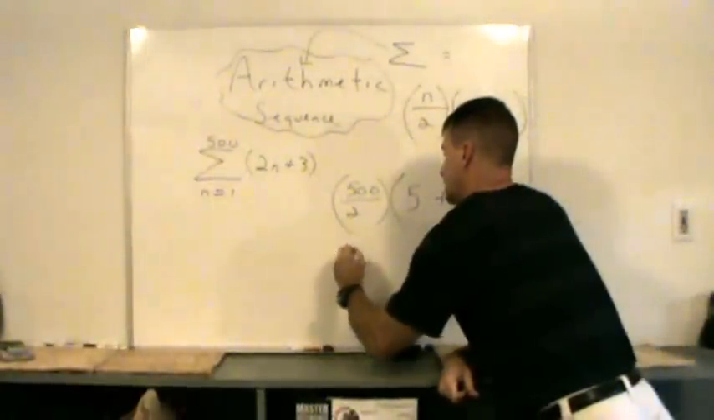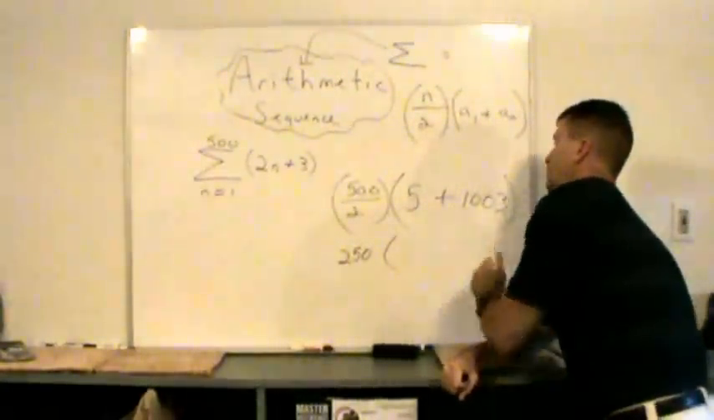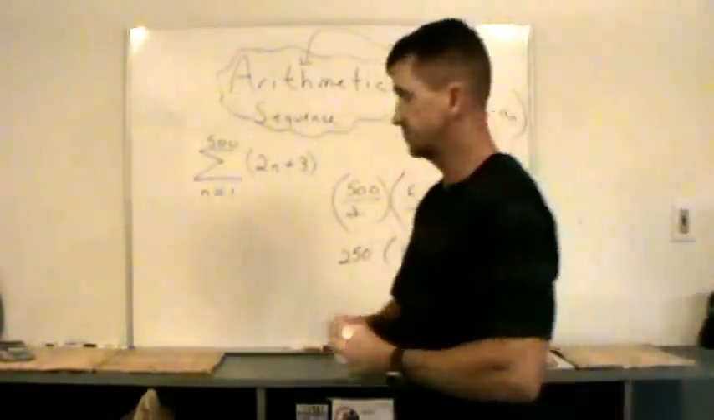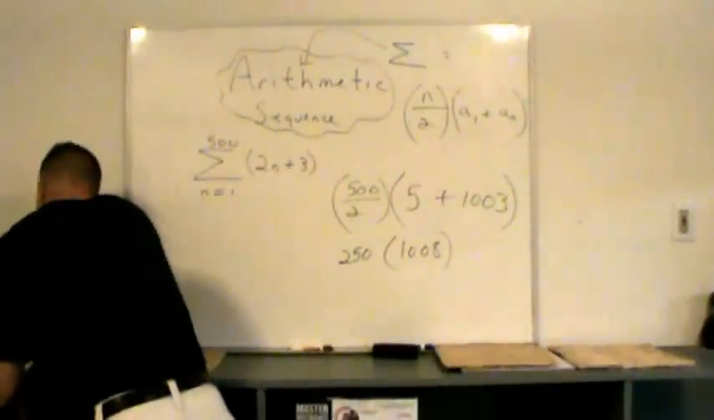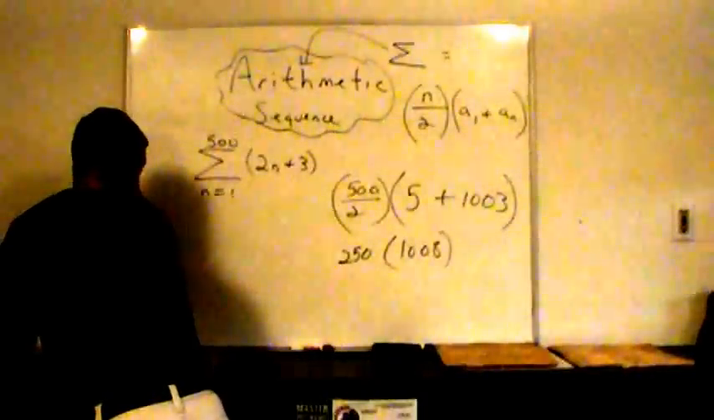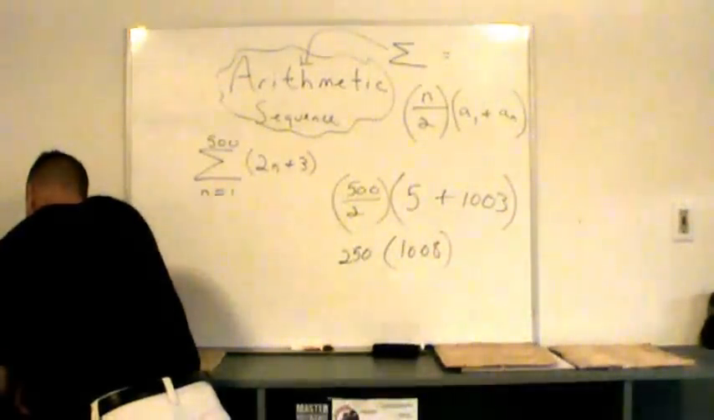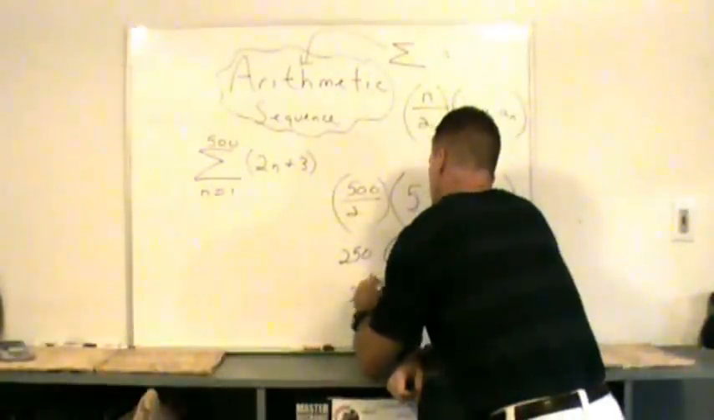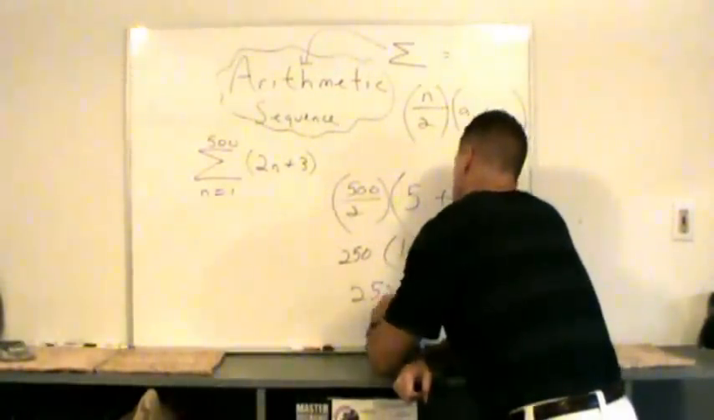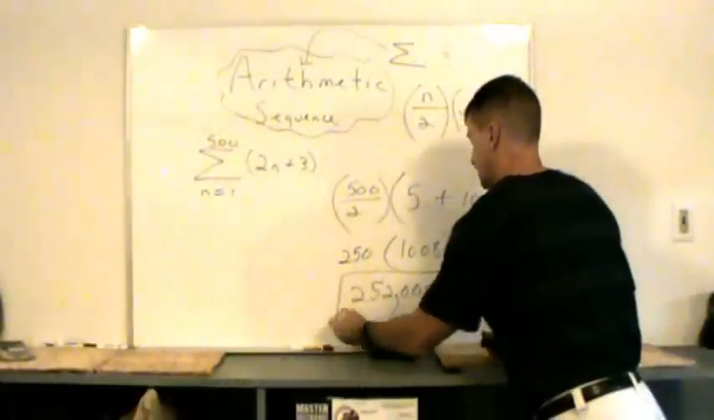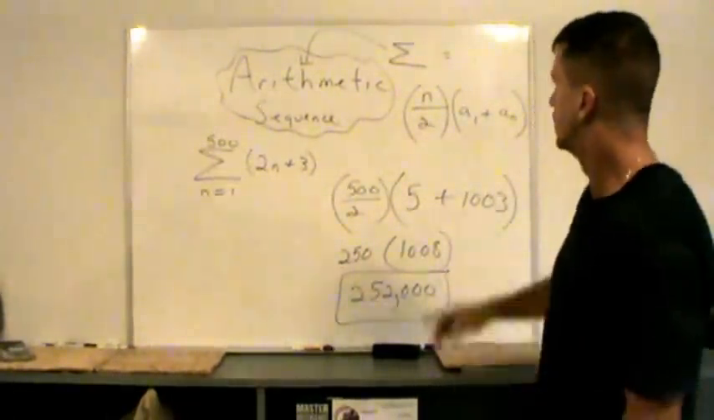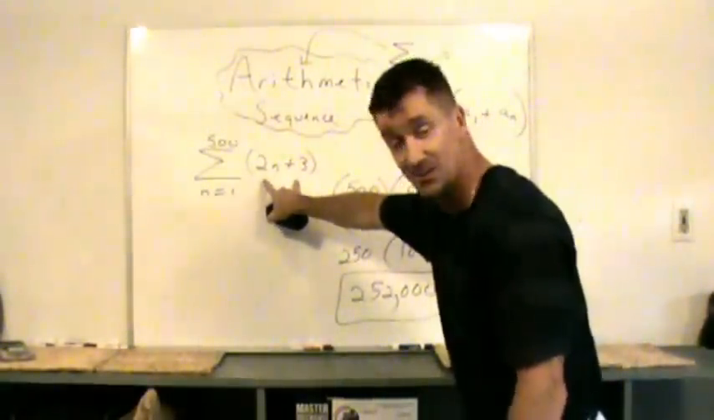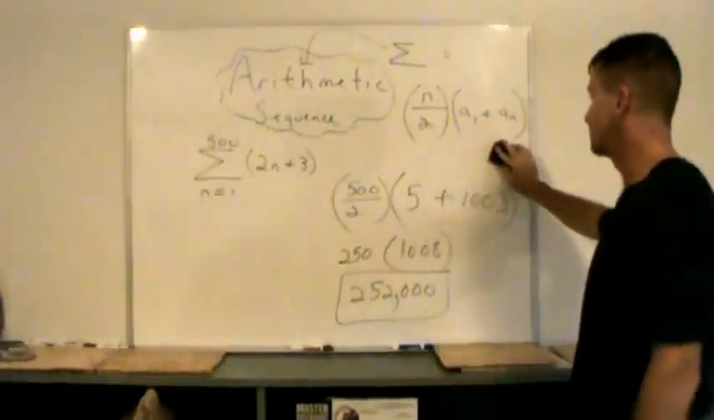And so this is 250 times 5 plus 1,003, which is 1,008. Multiply these numbers and you'll have the sum. So we have 250 times 1,008, and we get 252,000. There. Didn't take too long. So you can use this when you know you have an arithmetic sequence. But if it's not arithmetic, you can't use this. Here's another example.